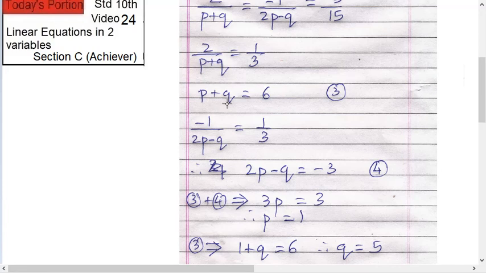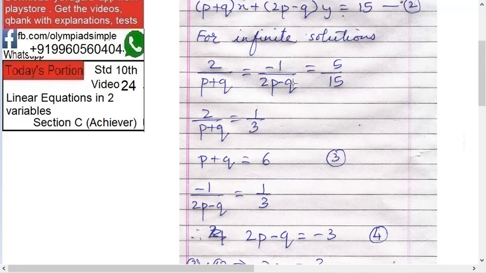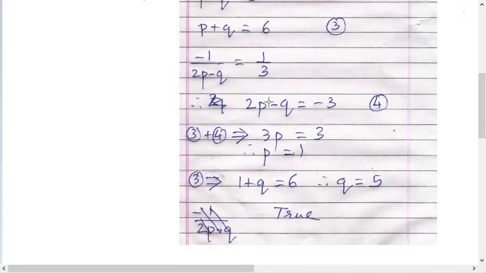You can directly substitute these values, 1 and 5. So you will get 2 upon 6, that is 1 upon 3. Yes, then the solution is okay. Even if you do it this way also it's okay. And what I have done is p plus q equals 6, then solved it. It's a lengthy method. You don't do it that way. Just put the values of p and q and you will get 1 upon 3.